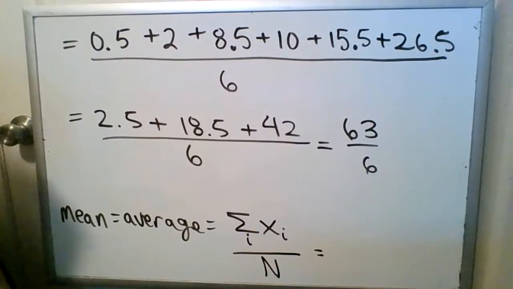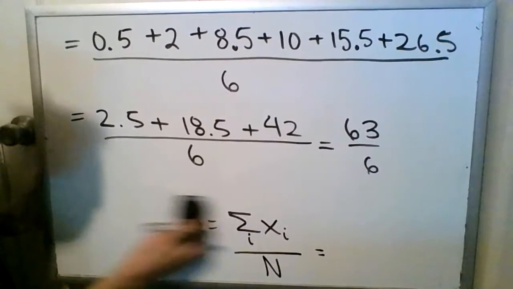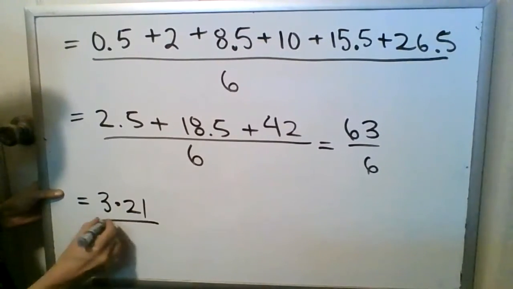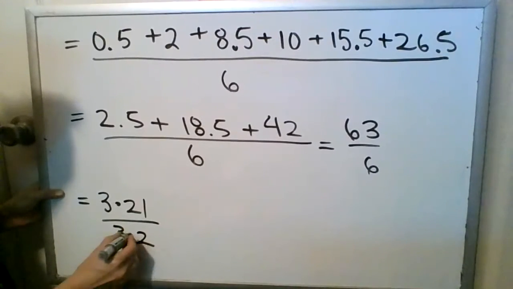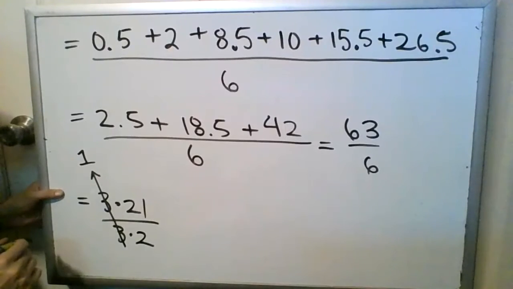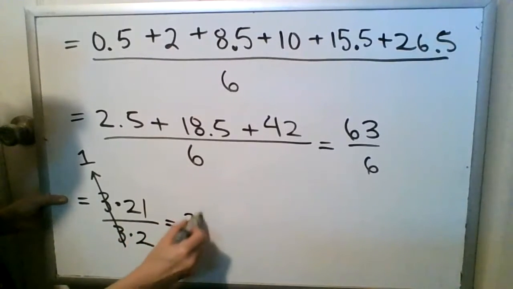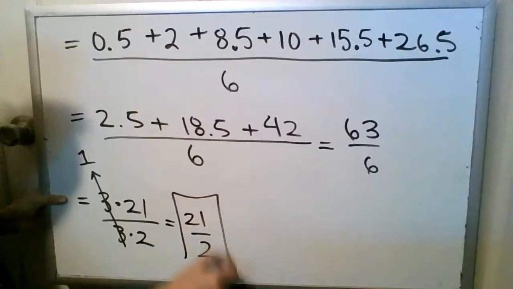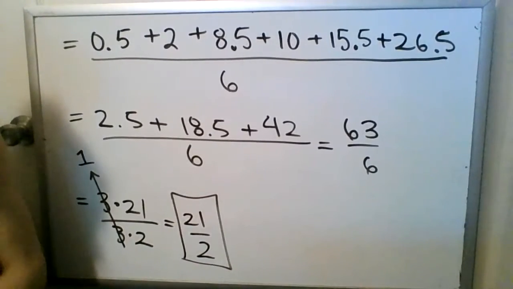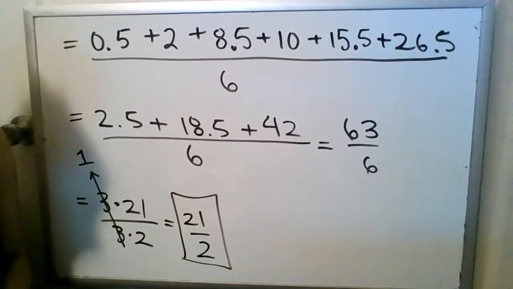And then we can simplify this. 63 factors into 3 times 21. I can write 6 as 3 times 2. 3 over 3 is going to simplify to 1. And what's left is 21 over 2. Awesome. We're going to introduce the median, write down the instructions for finding it, and then next time we'll actually practice.